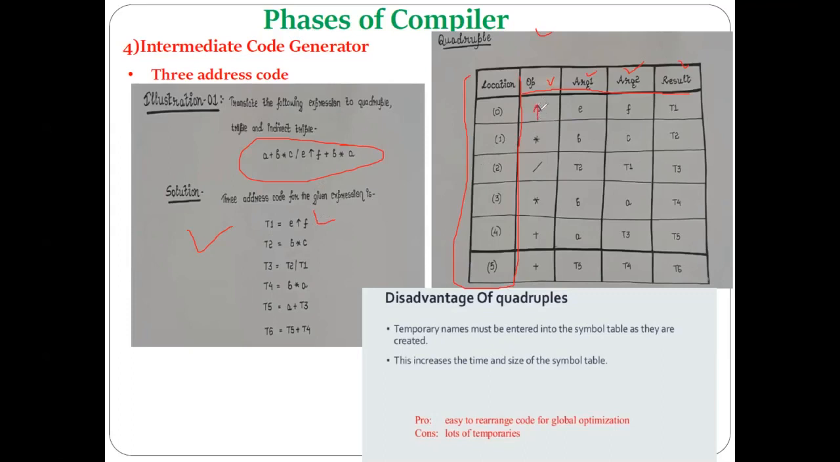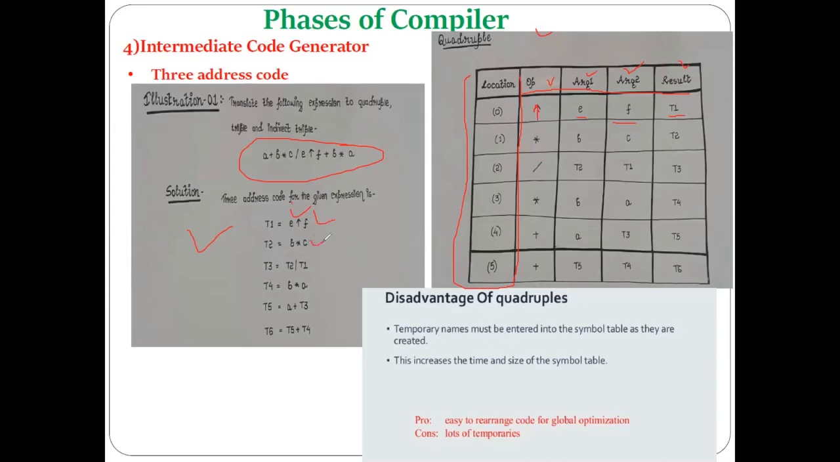The exponential, raised to, is the operator. So you write it in the operator column. Then the first operand here is E, the second operand is F. E, F. And where are you storing its result? In T1. So under the result column you write T1.